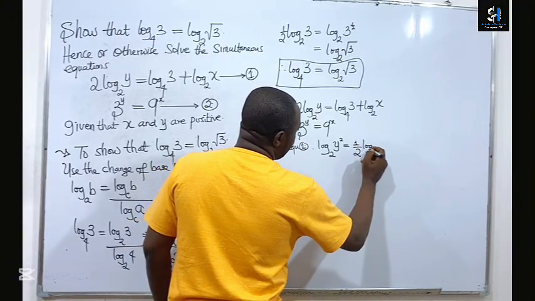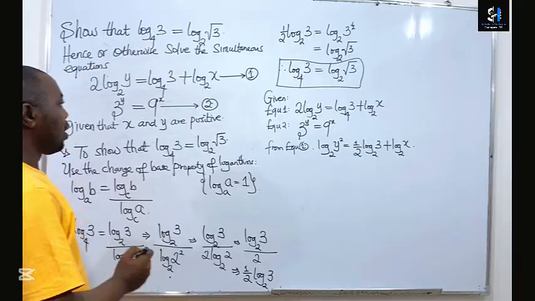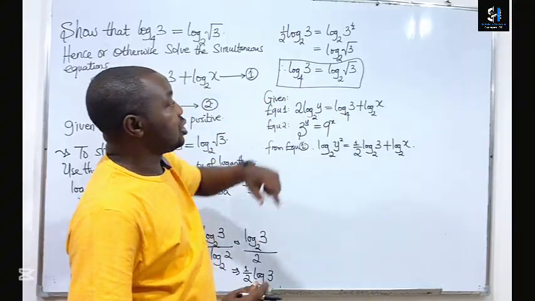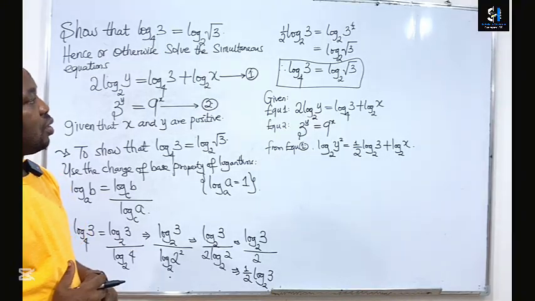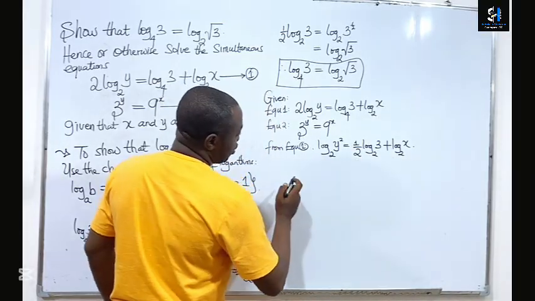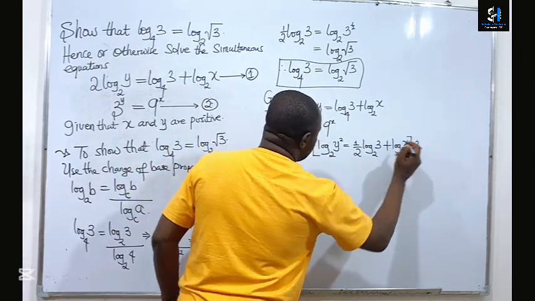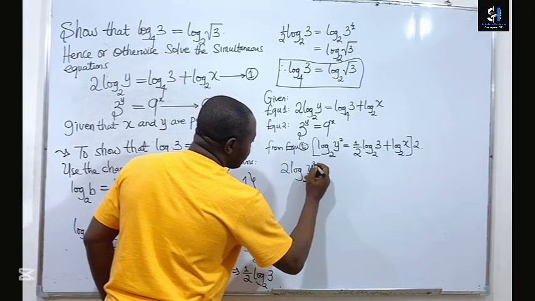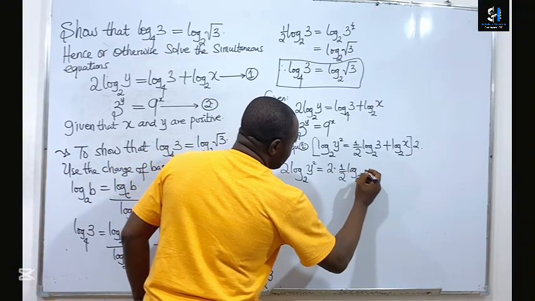1 half of log to base 2 of 3 plus log to base 2 of x. Now, it is 1 half because we have it here that 1 half of log to base 2 of 3 is equal to log to base 2 of 3 exponent 1 half, which is the same as log to base 2 of radical 3. So in this case, still dealing with equation 1, let me multiply through this equation by 2, so that this will be 2 log to base 2 of y squared equal to 2 multiplied by 1 half of log to base 2 of 3.